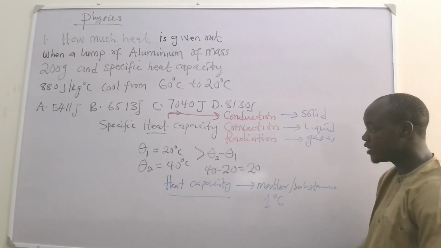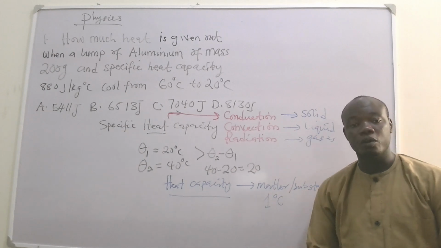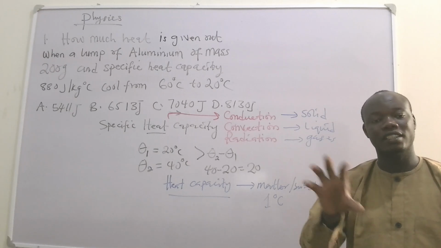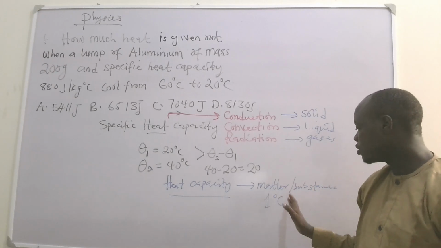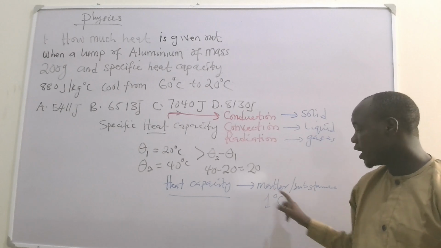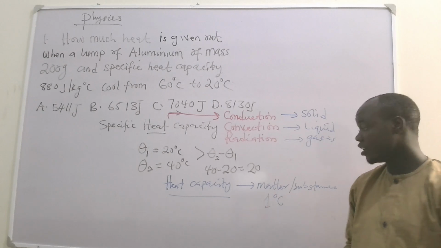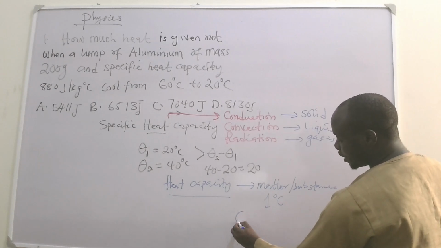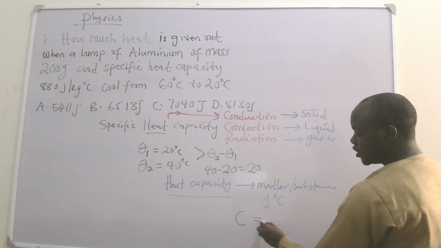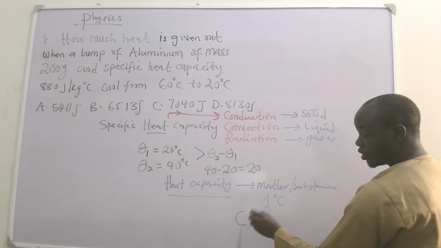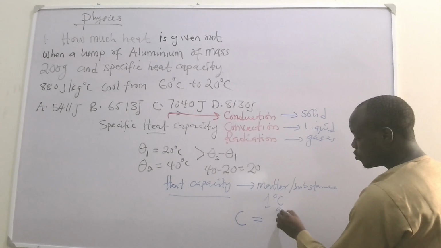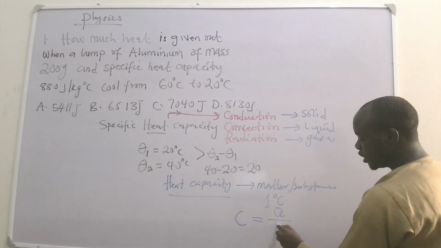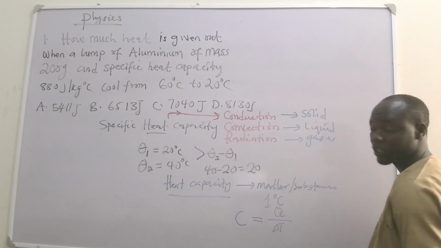So heat capacity is the amount of heat or amount of energy that is required to raise the temperature of an object or of a substance by 1 degree centigrade. And of course, heat capacity is represented with capital letter C, and the formula for calculating it is capital letter Q all over the change in temperature.